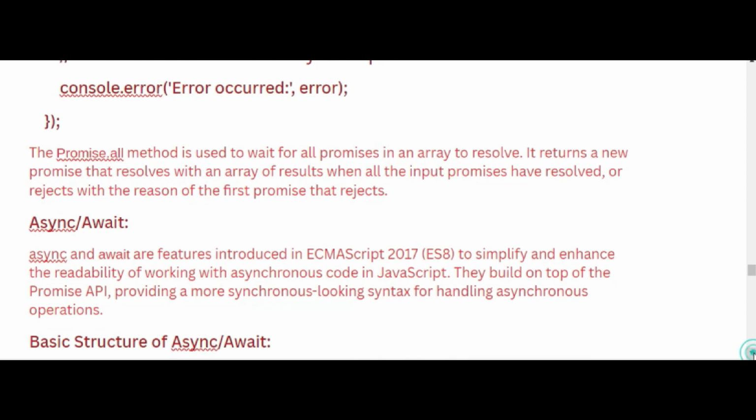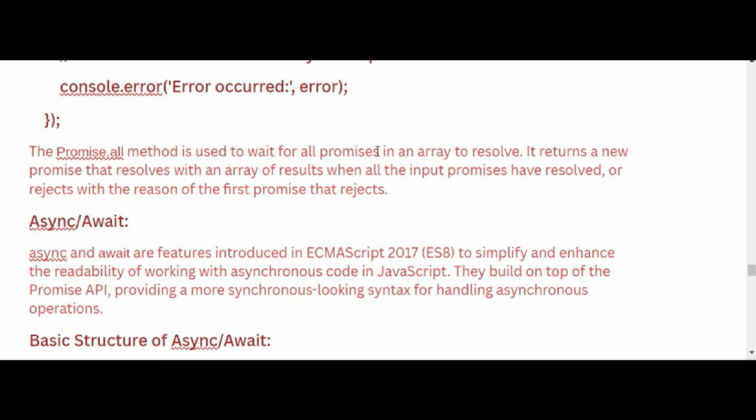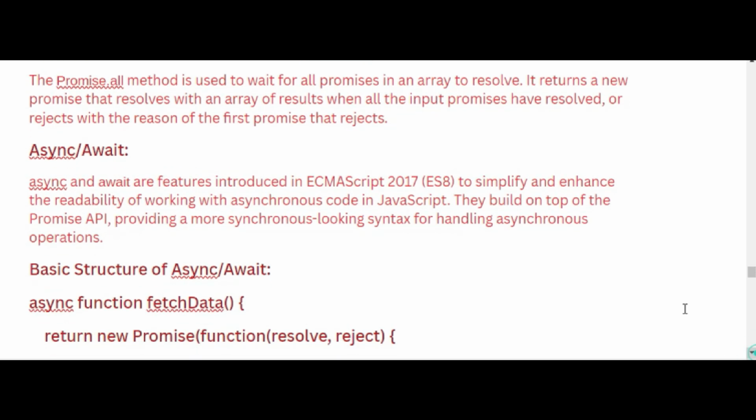Now the Promise.all method is used to wait for all the promises in an array to resolve. It returns a new promise that resolves with the array of results when all the input promises have resolved, or rejects with the reason of the first promise that rejects.